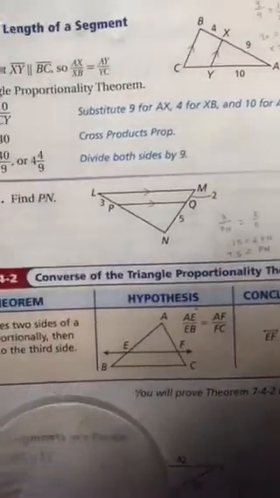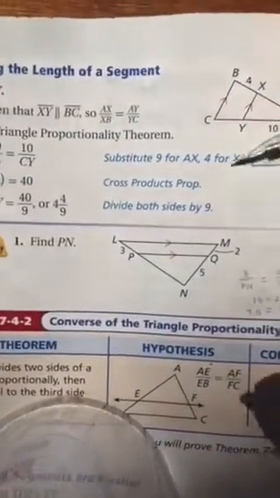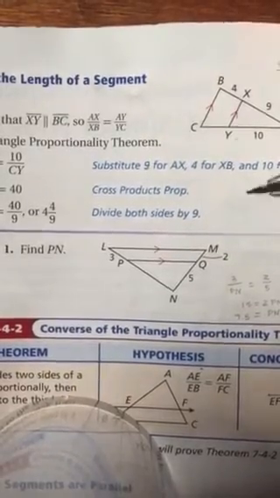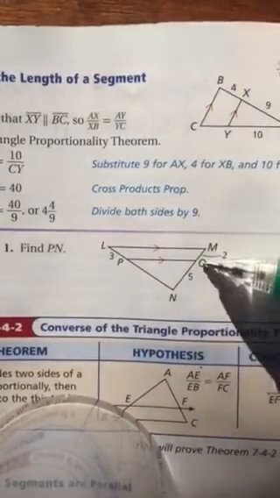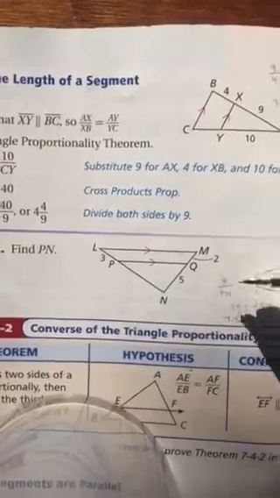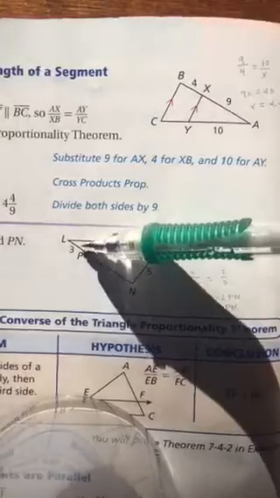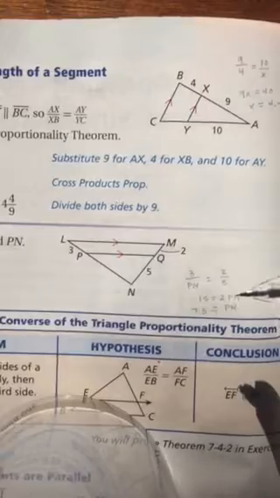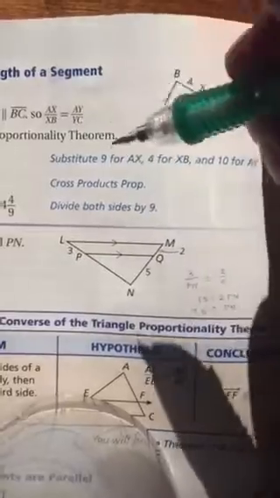Okay, let's look at our check it out. Number 1, find PN. Well, we're going to treat this the same way. Let me see how I set it up originally. Okay, we're going to say that the relationship of LP is to PN as MQ is to QN. So I have 3 over PN is equal to 2 over 5. So this is to this as this is to this. And then we're going to cross multiply. We're going to have 15 equals 2 PN, and PN equals 7.5. So PN right here is 7.5.